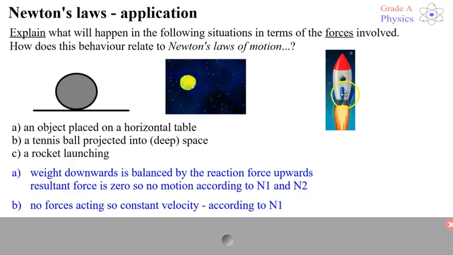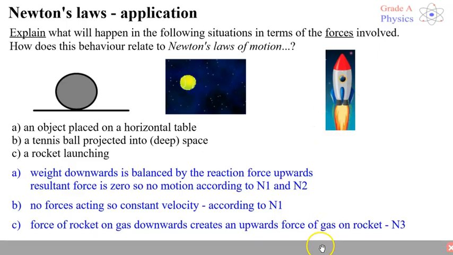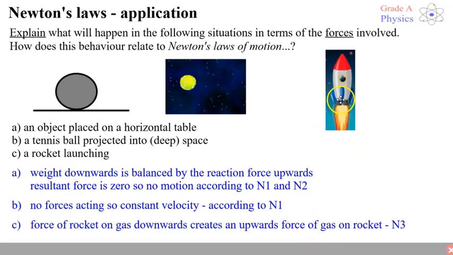So what about rocket propulsion? Why does the rocket go up when we fire a load of gas out of the bottom? So rather than object A and object B being single objects, we can imagine object A is the rocket, but object B is the collection of hot gases rather than a single object. So the gases are being forced downwards.